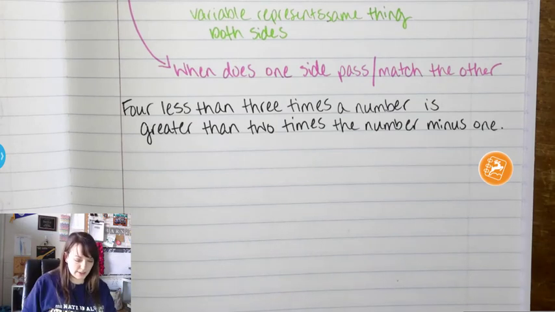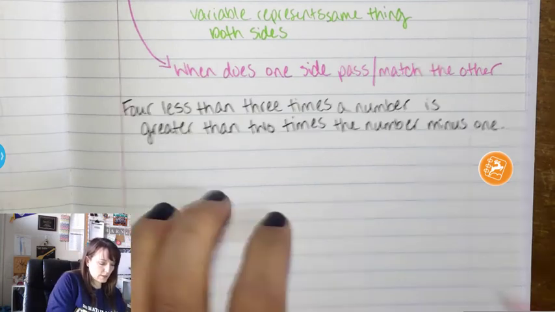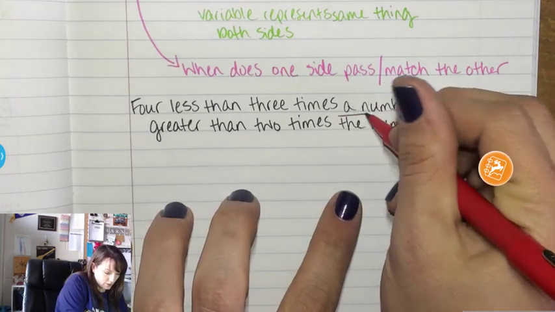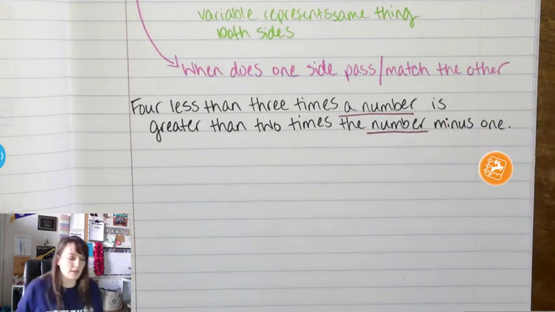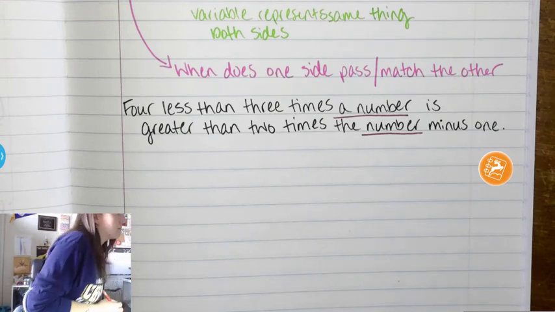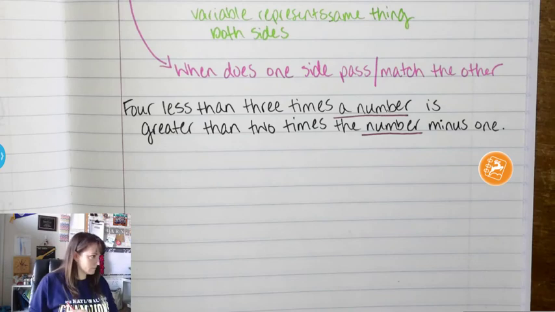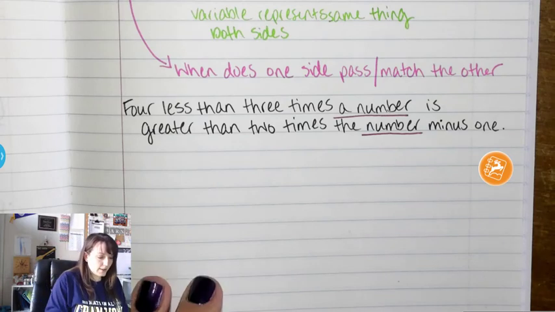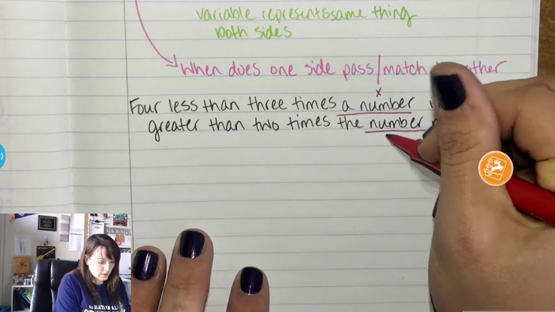So the first thing I should probably decide is, what is my unknown value? What am I trying to figure out? What the number is. So this number, I need to assign it a variable. What variable? Anybody have a preference? Okay, we'll go x. So my number is going to be x.